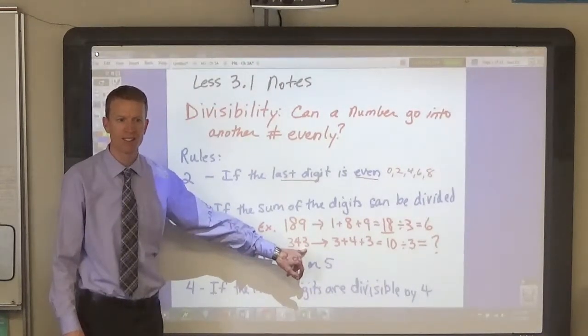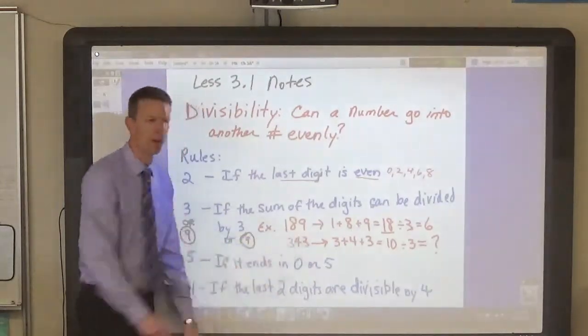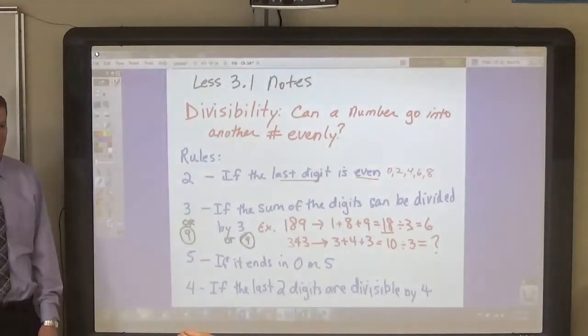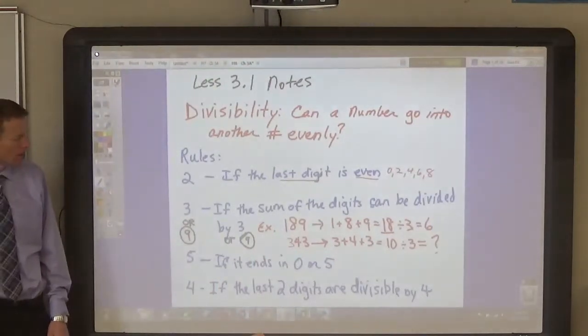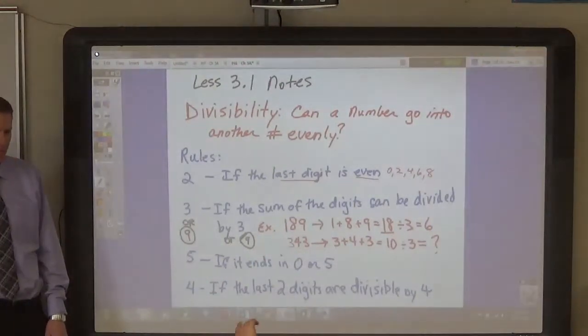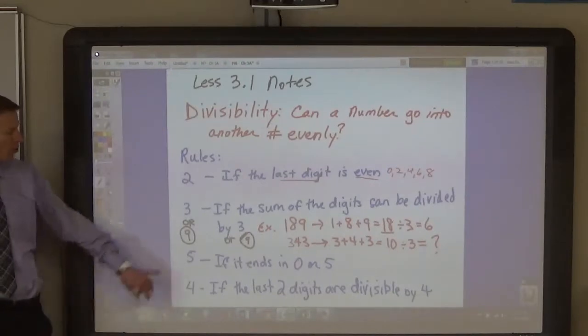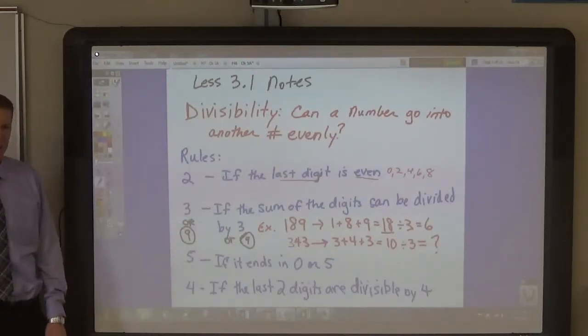How would we check? How do we check to see if this number is divisible by 3? Aiden? 343 divided by 3. There's an easier way. Actually, there's a rule we could follow. And we could check.